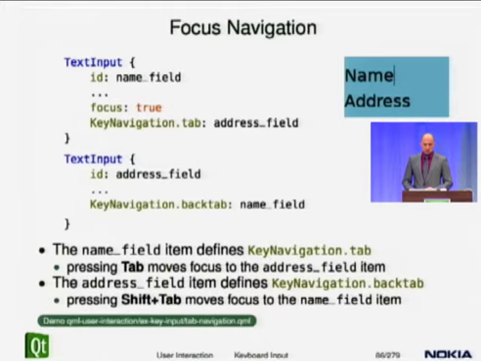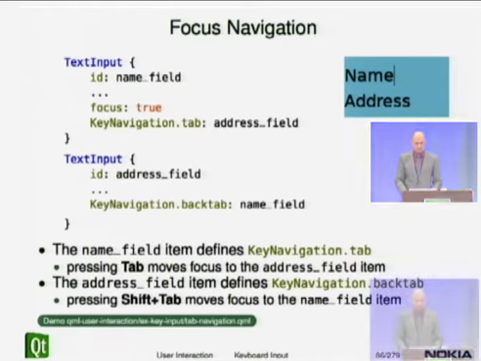So they are referencing each other. There isn't any circular thing here, because these are property bindings. They happen when the focus actually changes, or when the tab key is actually pressed. Okay. Any questions about this? I'm speeding up a bit on purpose, so tell me when I'm going too fast.